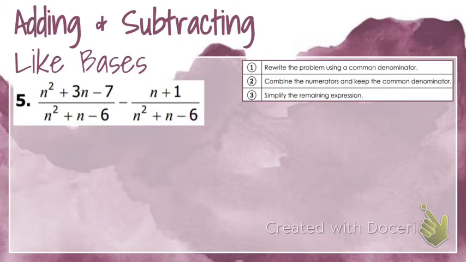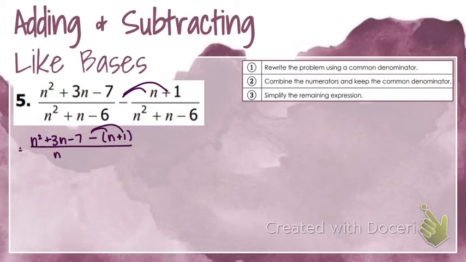After this, we're going to do unlike bases, but let's do this one real quick. It is subtraction, so that's a little bit different. Let's make sure that we understand how this is going to work. So we have n squared plus 3n minus 7 minus all of n plus 1. We have to distribute this negative between every term on the second side. And then we have n squared plus n minus 6.